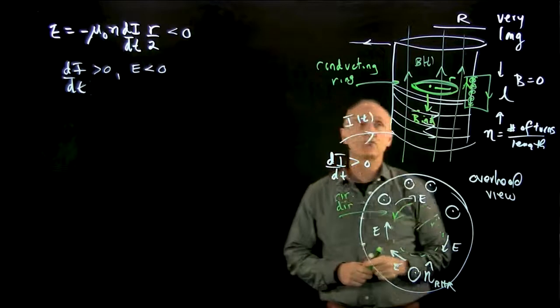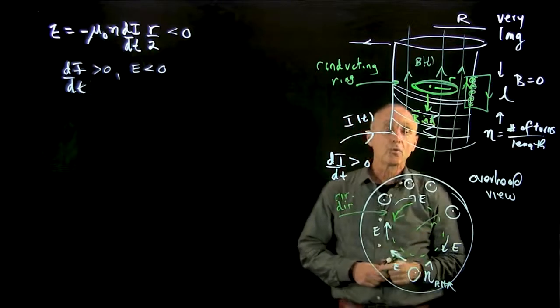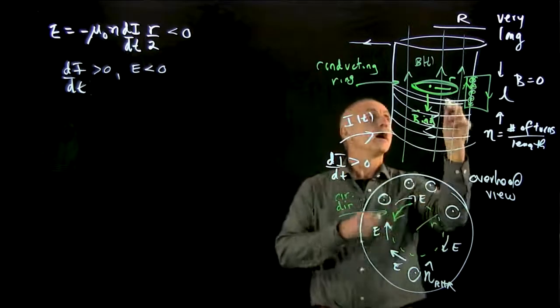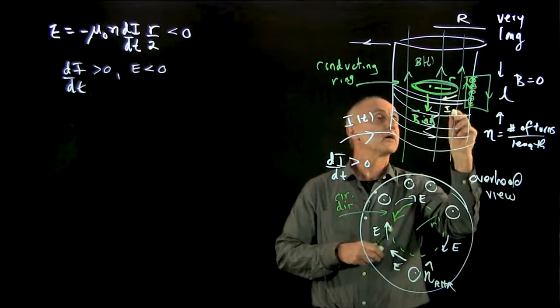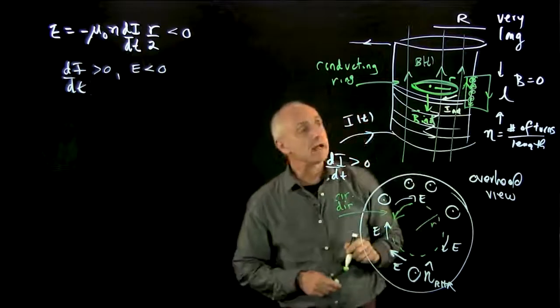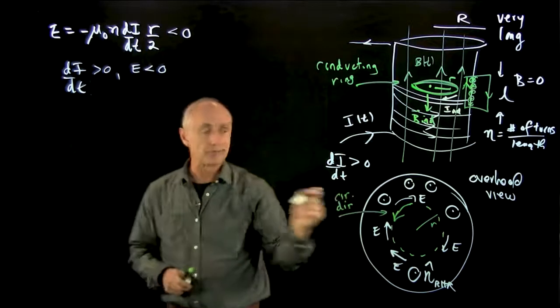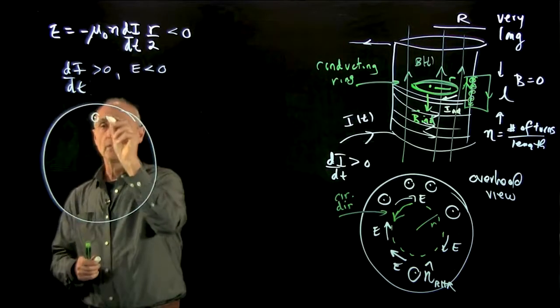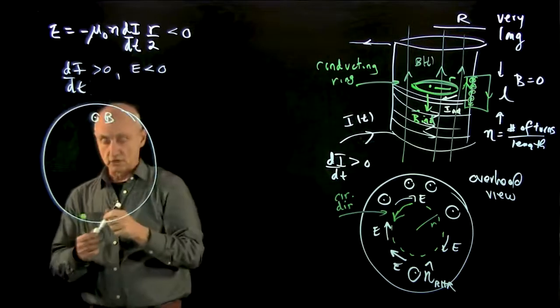Now, what type of current will give you that? Well, we'd expect to see a current I induced in that direction. Now let's draw that picture from the overhead view. So in the overhead view, we have B, di dt is increasing.